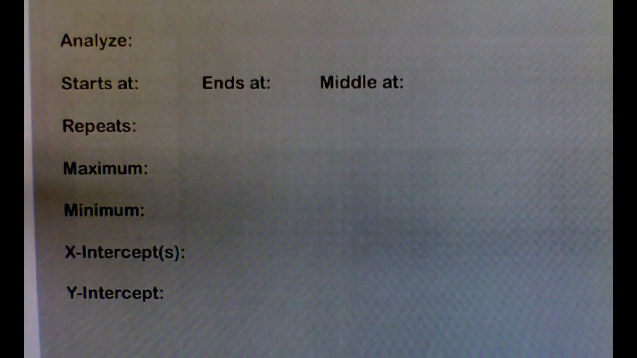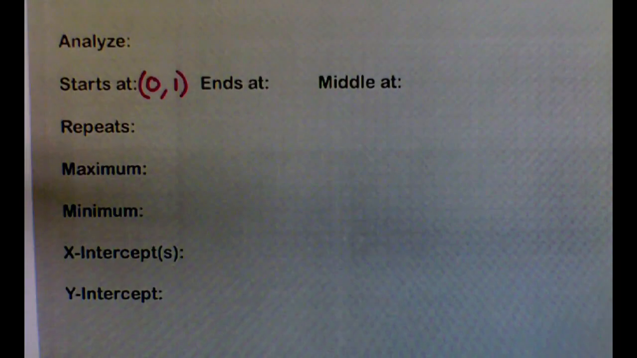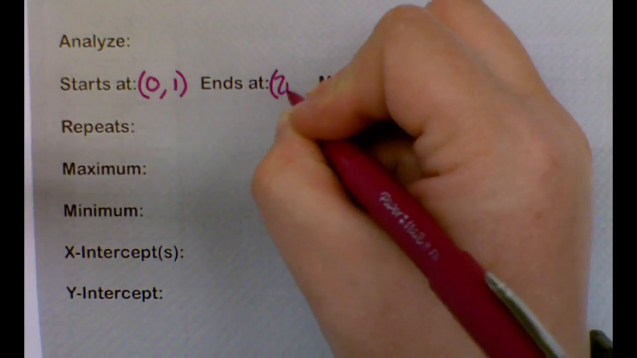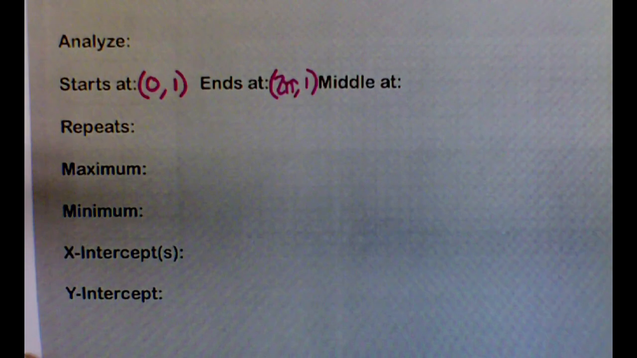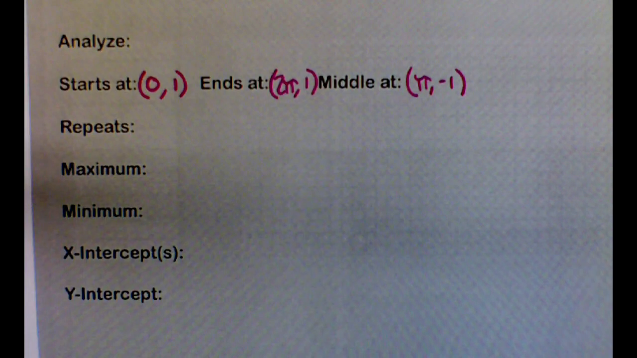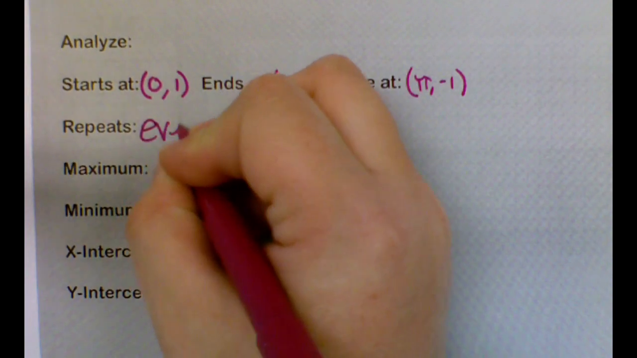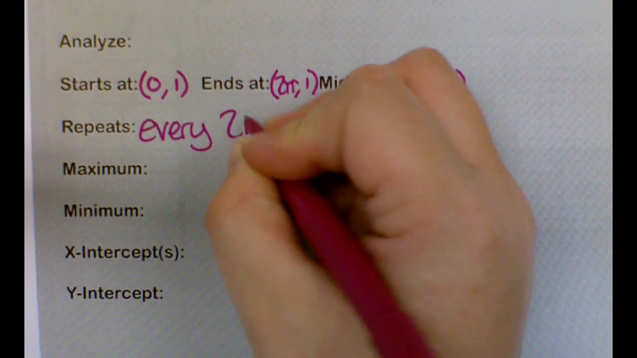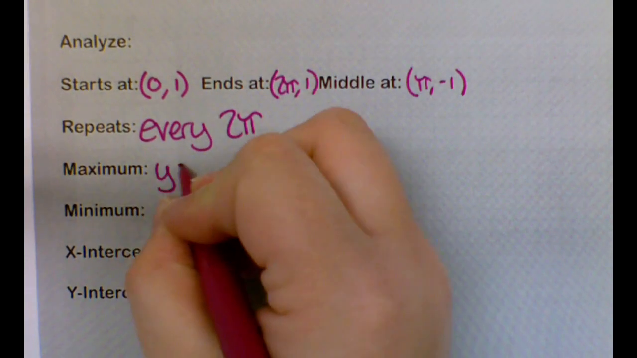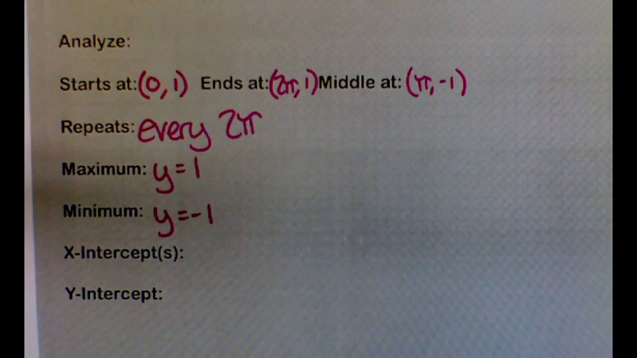To analyze this one, we start here at 0, 1. We end one cycle at 2 pi, 1. And the middle is pi, negative 1. So with sine, we start, end, and have a middle at 0. With cosine, we start and end at 1. Our middle is at negative 1. This repeats also every 2 pi. The maximum values are y equals 1. The minimums are y equals negative 1. Never go above or below.